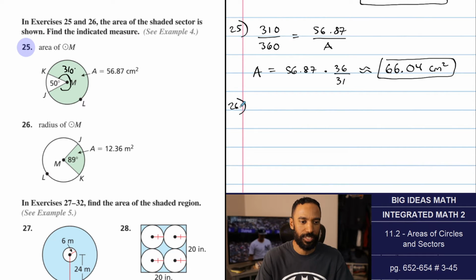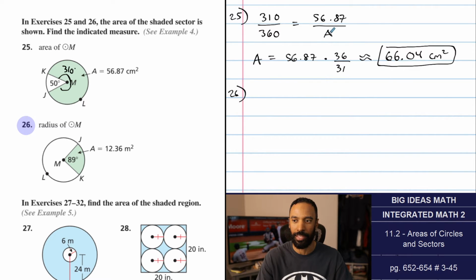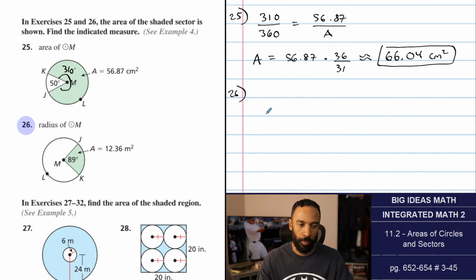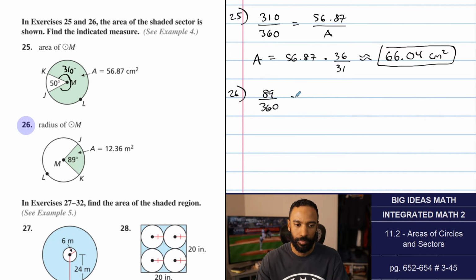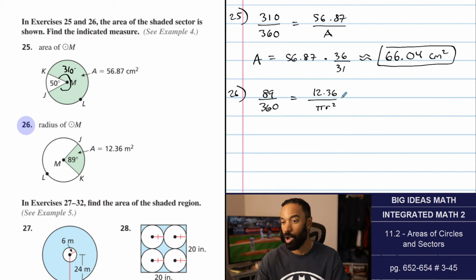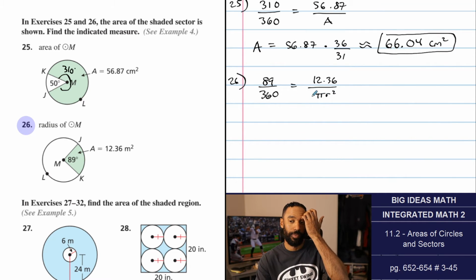Number 26, radius of circle M. To find the radius, I can just rewrite that area as pi r squared. So when we find that area, we'll solve for r within that. So for the radius of circle M, we have whatever 89 is out of 360, right? The area of the sector, 12.36, is out of this pi r squared. R is unknown. R is what we're trying to solve for.